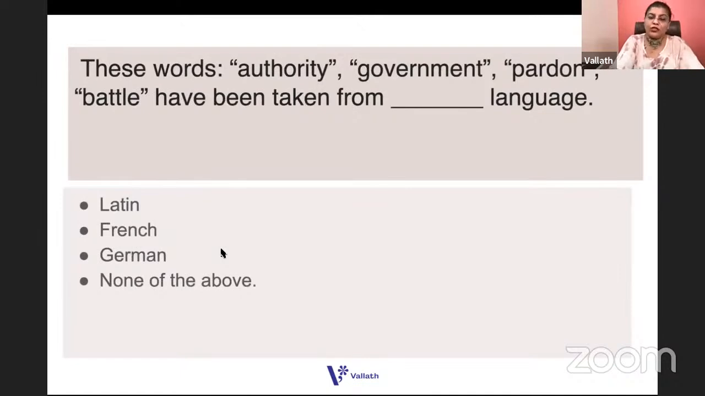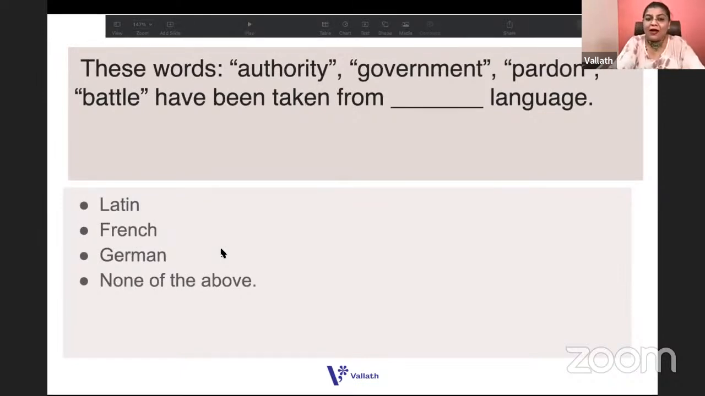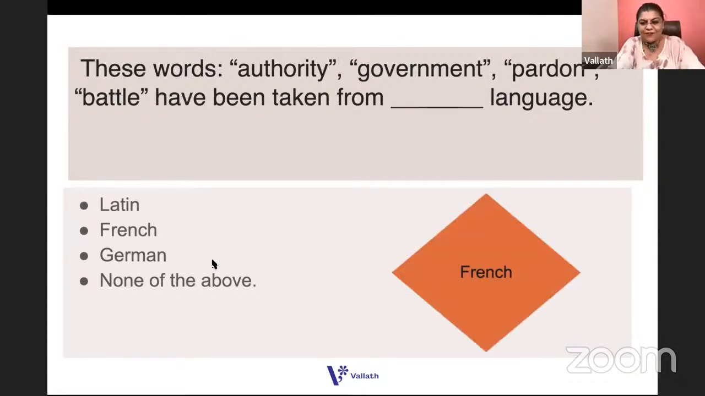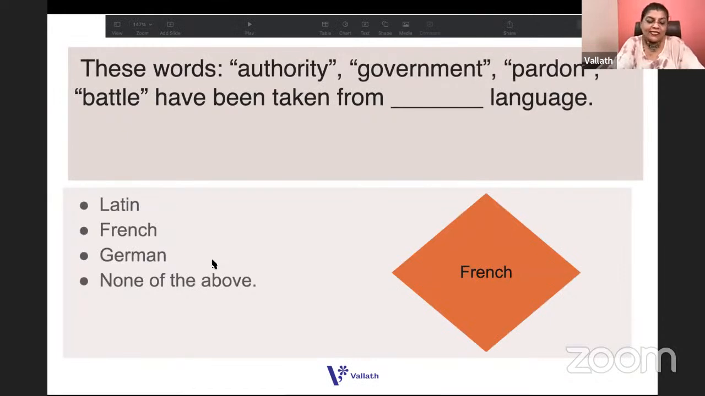These words, authority, government, pardon, battle, all these have been taken from which language? Authority, government, pardon, battle. Is it Latin, French, German? None of the above. Maybe it is Hindi. Is it Hindi? It is French. All these came in the medieval period, I think.